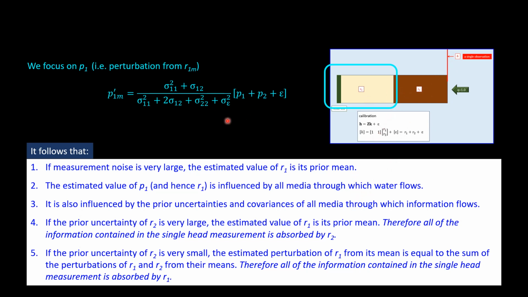Point number 5 from this equation. If the prior uncertainty of R2 is small, the estimated perturbation of R1 from its prior mean is equal to the sum of the perturbations of R1 and R2 from their prior means. Therefore, all of the information contained in the single head measurement is absorbed by R1.